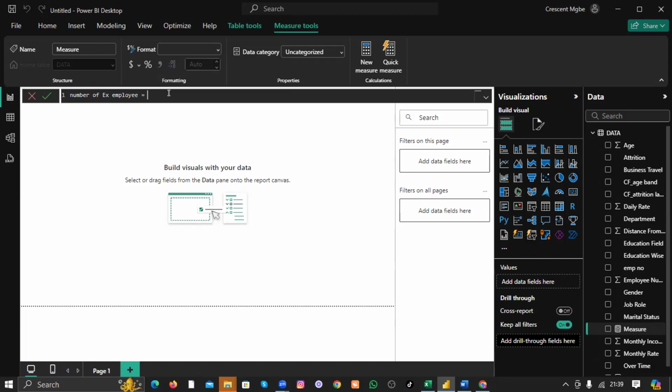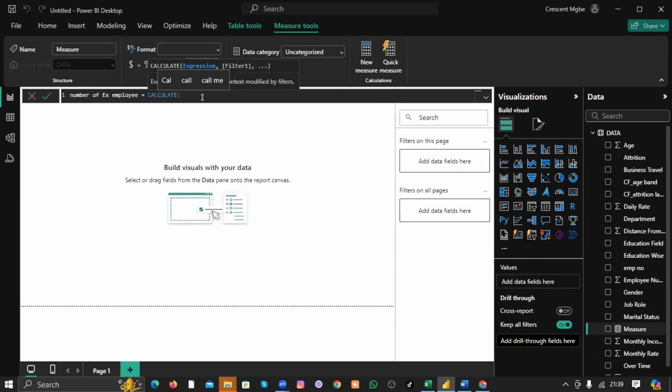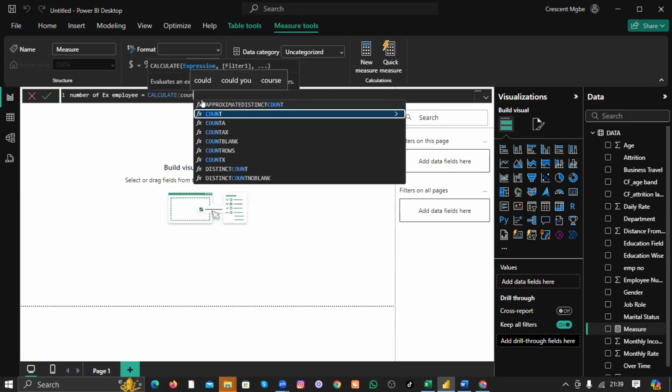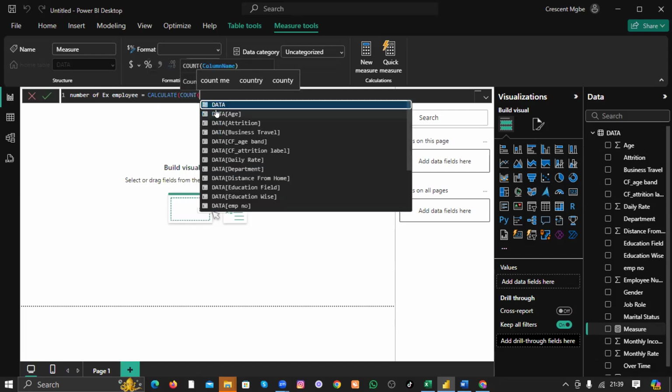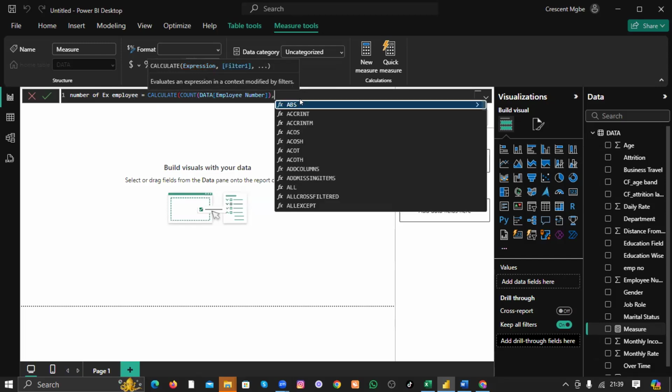Then it's going to be equal to, how do we get the number of employees? You use what we call calculate. That's a function, calculate count of employees. So the number of employees, gets it. Then you close the bracket. Then comma, you want to filter it for only those X employees.